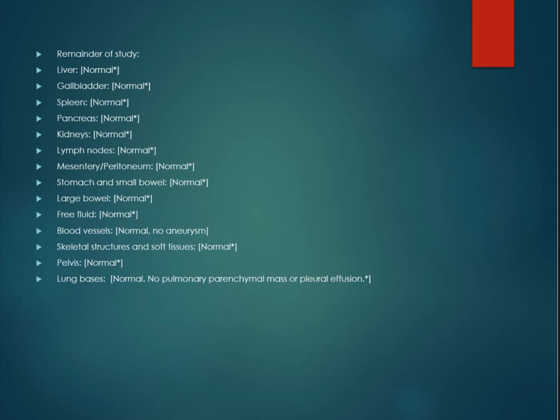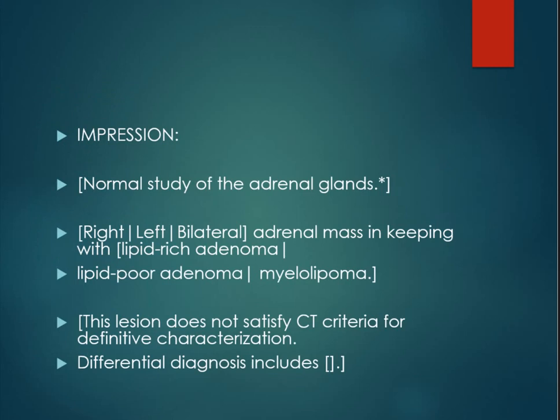This is regarding the important part of the study. For the remainder of the study, you write the liver is normal, the gallbladder is normal, spleen, pancreas, and so on, normal or abnormal. In the impression, you write normal study of the adrenal gland, for example. Or you say left or right or bilateral adrenal mass keeping with lipid-rich adenoma or lipid-poor adenoma or myelolipoma. This lesion does not satisfy the CT criteria for definitive characterization. Or you might write differential diagnosis includes this and this. So this is just an example.